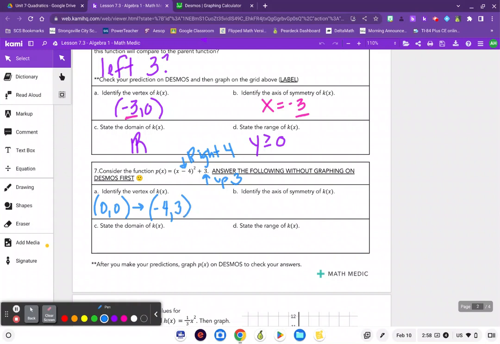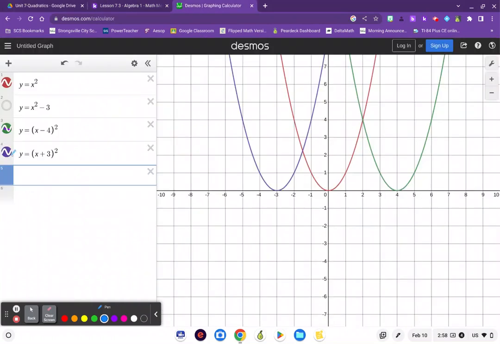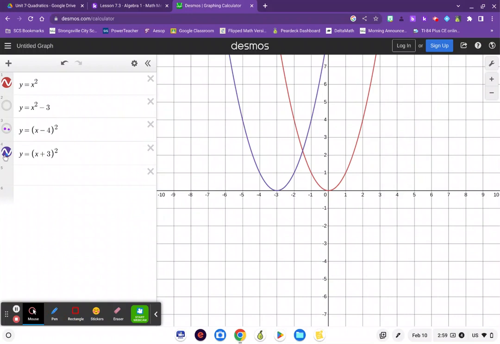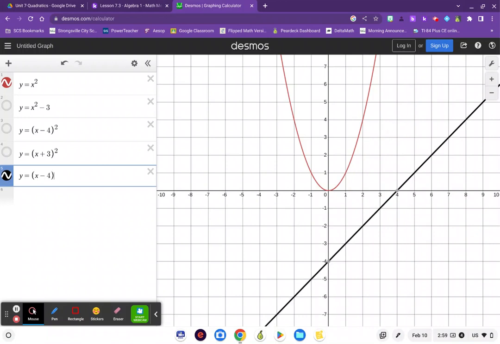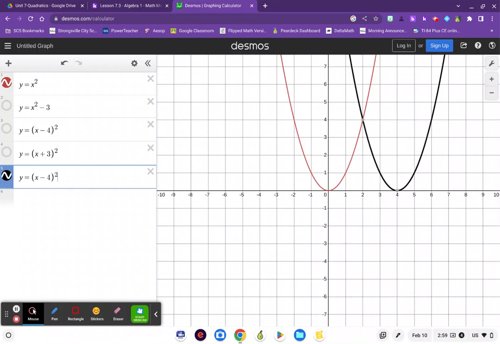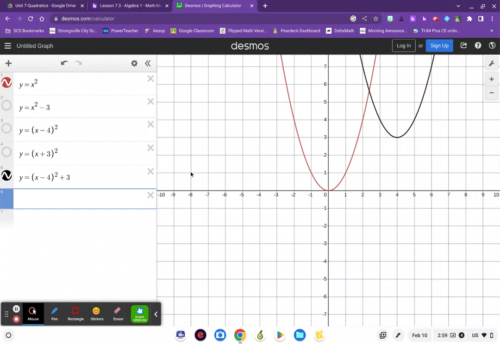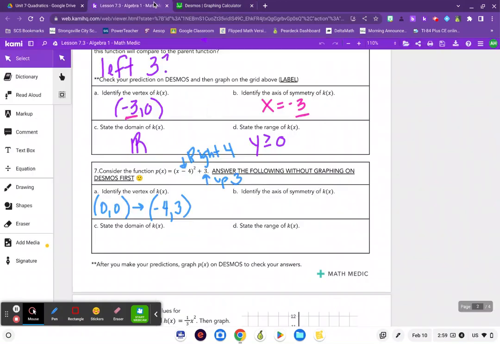So even though it says to answer the following without graphing on Desmos, I just want to go ahead and check this vertex, make sure I'm right. And then I should be able to identify everything else based off of that vertex. Okay. I'm going to shut these two off, and I still have my parent function there. So we've got y equals (x minus 4) squared plus 3, and there's my graph. And oh no, I did make a mistake, didn't I?